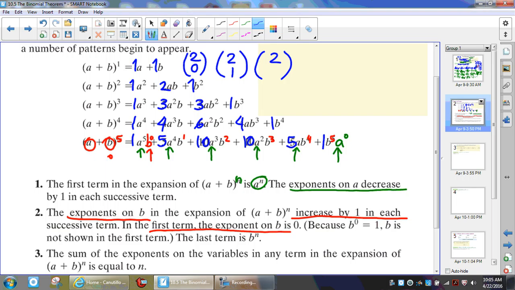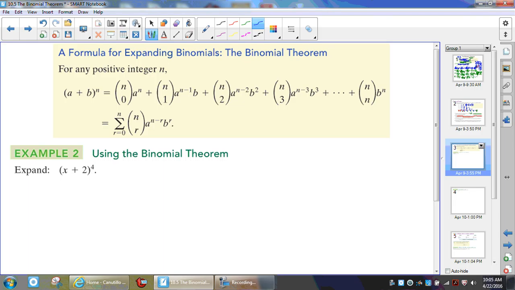2, 0, 2, 1, and 2, 2. I'm not so sure if 2, 0 is first or 2, 2. Let me check. Let me see it. Oh, yes, we start with a 0.